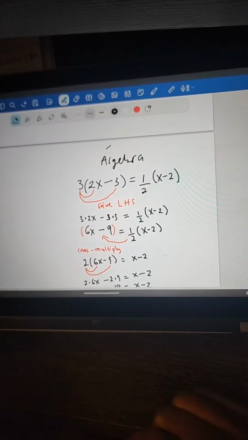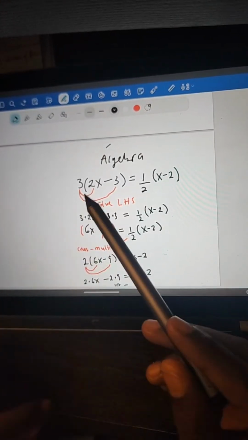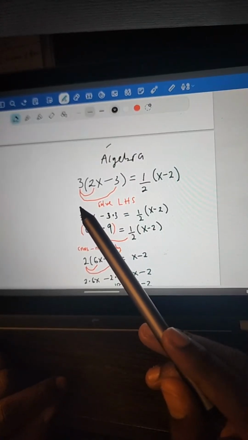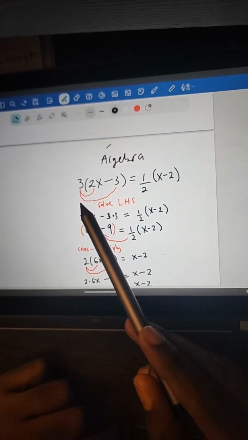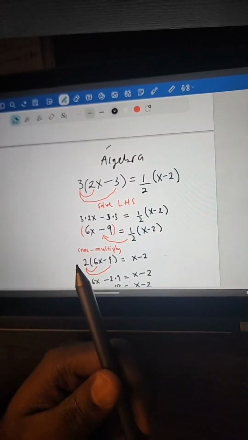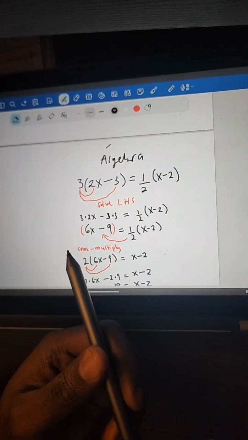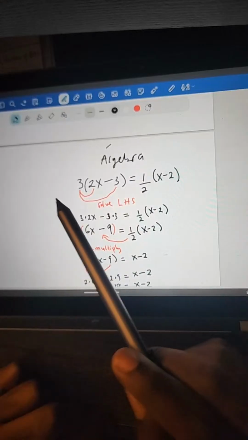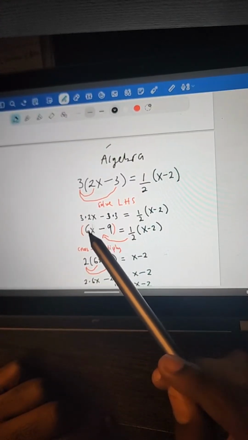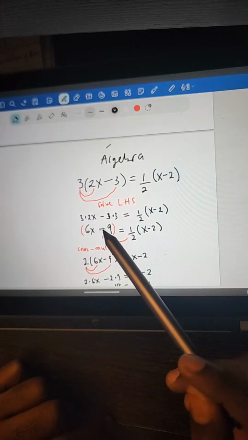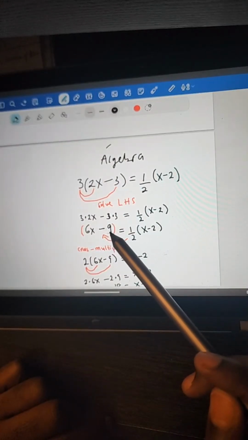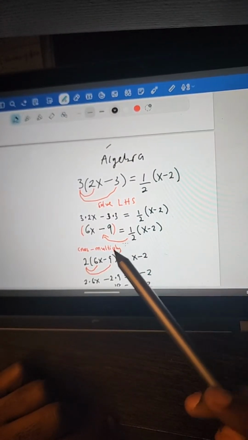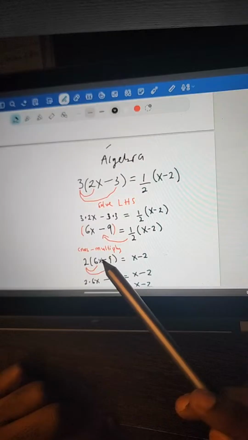Last class here, we talked about this basic algebra. So the first thing I did here was just to distribute 3. Now, here, 3 times 2x gives 6x, minus 3 times 3 gives 9. And here, I make sure my half is intact. So here I have 2 times 6x.